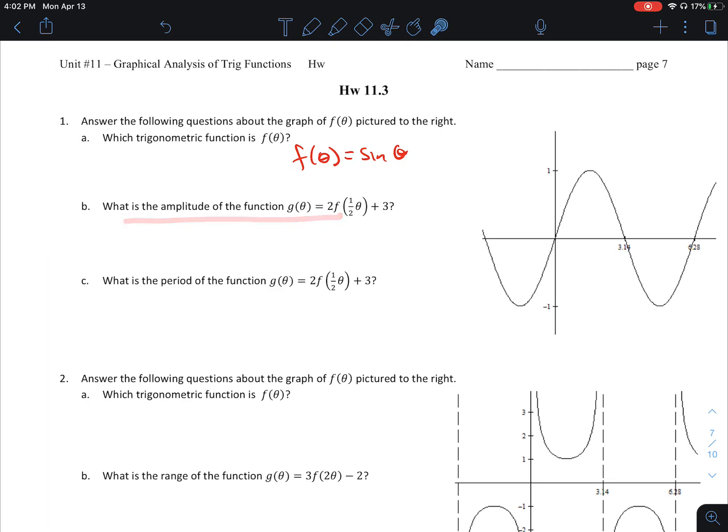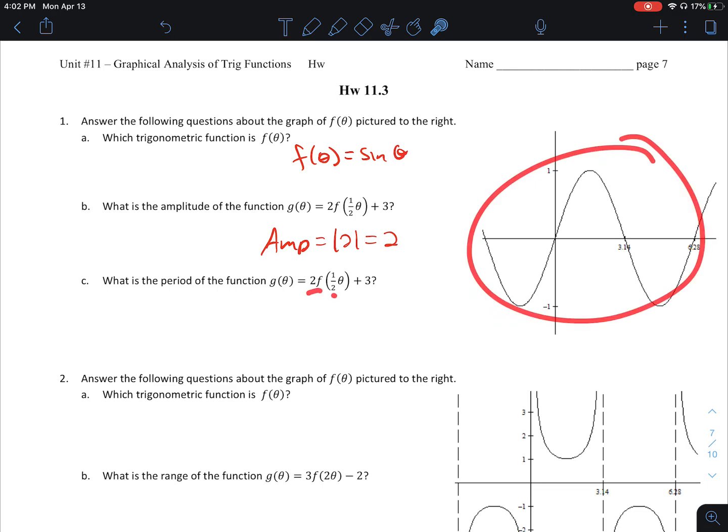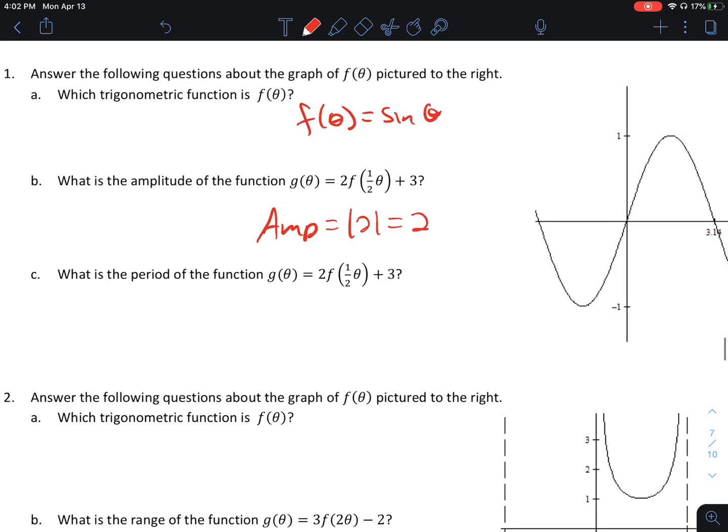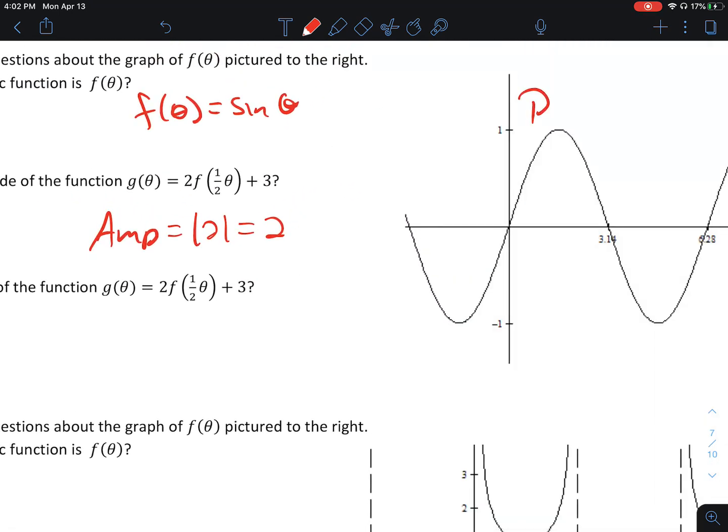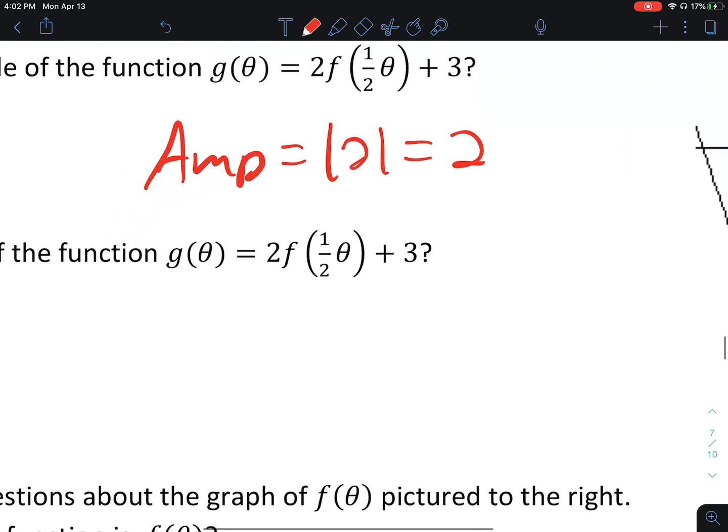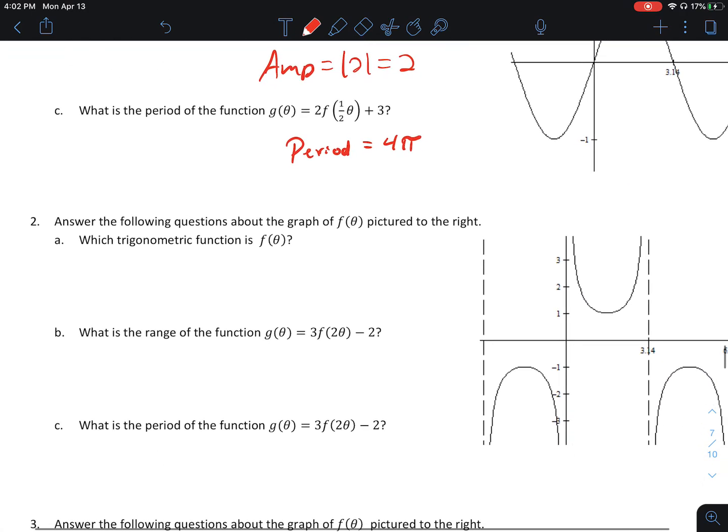What's the amplitude? Well, the amplitude is the absolute value of this lead coefficient. So it's the absolute value of 2, which of course is 2. What's the period? If you take function f and do all these transformations to it, what's the period going to be? Well, the period for sine is 2 pi. So if we dilate this horizontally by 2, it's going to stretch it horizontally. So the period is going to be twice as big as 2 pi, which is 4 pi.